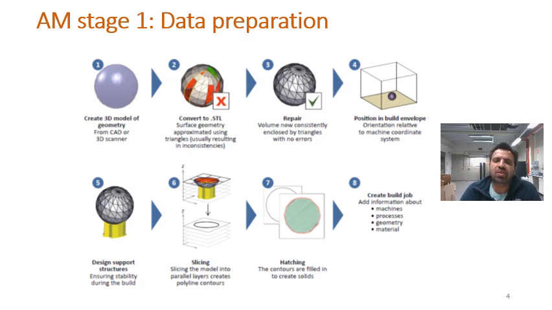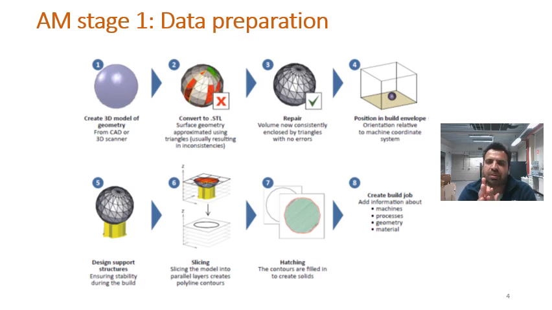For example, in the case of selective laser melting, the hatching step defines what the process parameters, or the machine parameters, for filling each layer will be. Like what the laser spot size will be, what the speed will be, what the hatching distances will be, what the scan strategies will be. So all these kinds of parameters are specified at this stage.